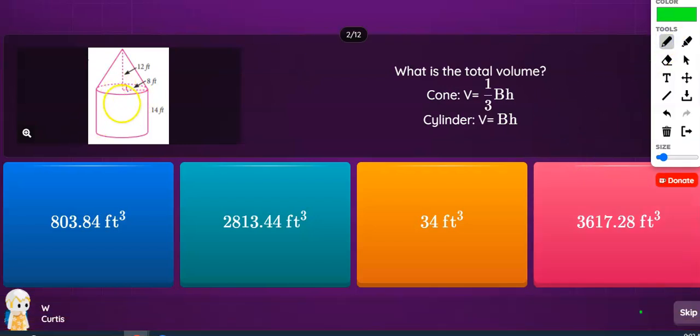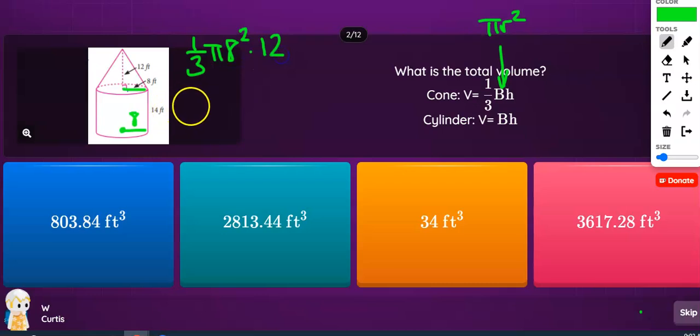What's the total volume? There's nothing really hiding here. The radius down here is 8, same as the radius in the cone. Just plug in your pieces. You know that the bases are both pi r squared. So the cone is 1/3 pi 8 squared times the height. And the cylinder is the same thing, just without the 1/3: pi r squared times the height, which is 14 on the cylinder. Add the two together, and you got the answer.